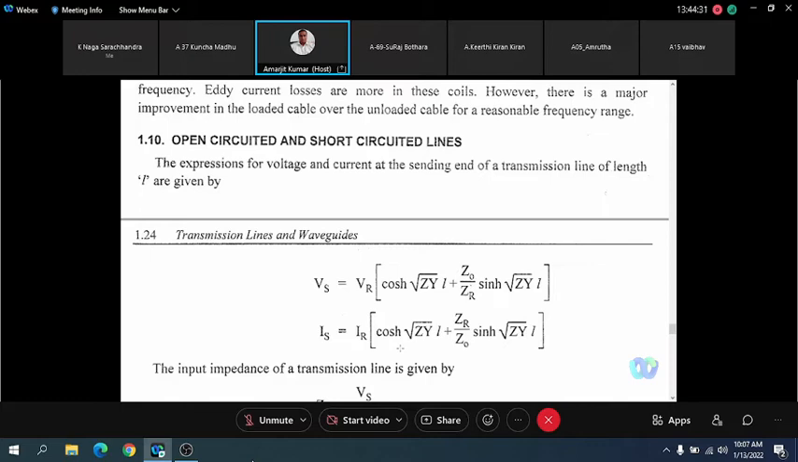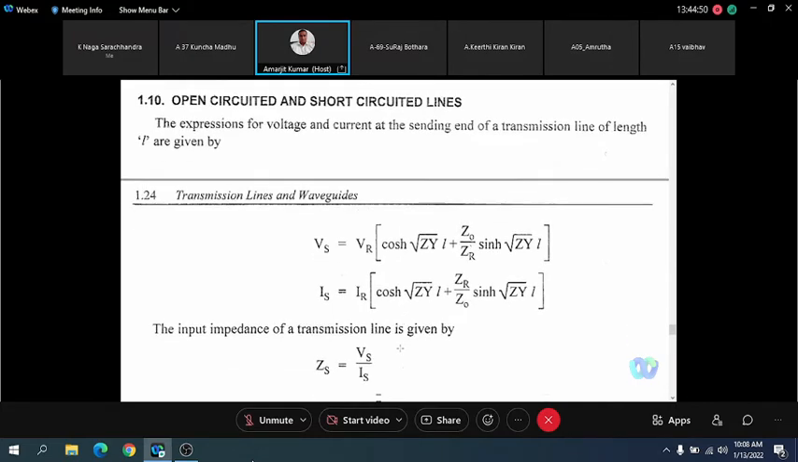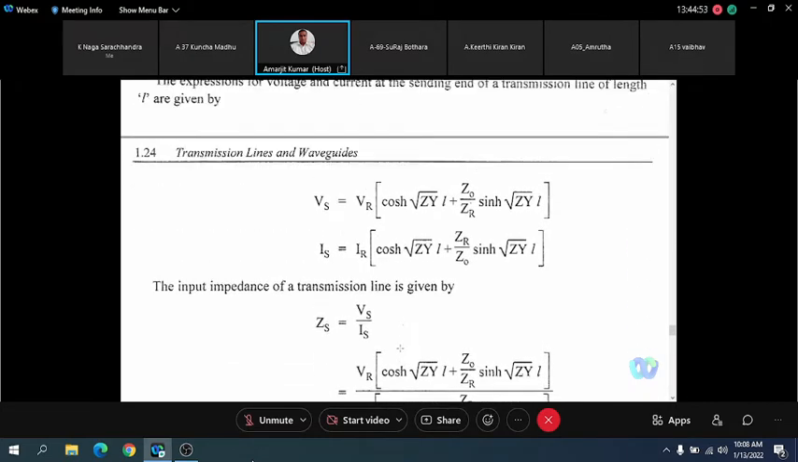And source current is equal to receiving current into cosh γL plus Zr upon Z0 sinh γL. So this is not difficult to remember, the expression for voltage and current, incident voltage and current. So what will be the input impedance of the transmission line? What will be the input impedance? So source voltage divided by the source current.